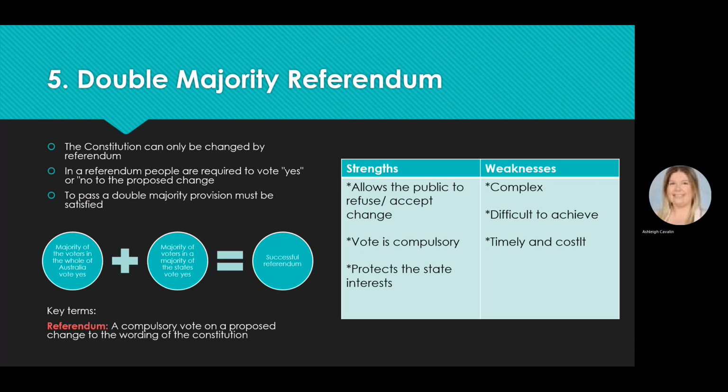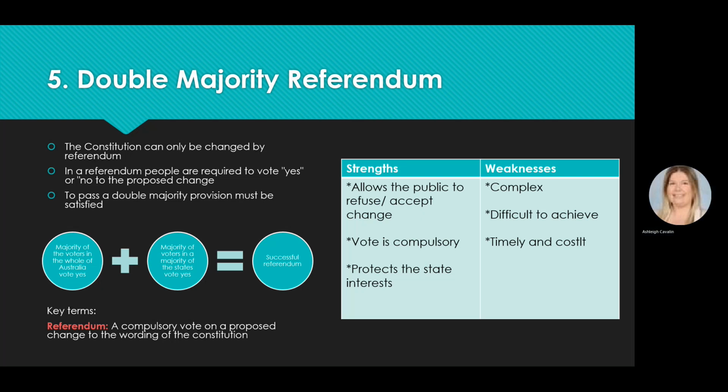Lastly, our final check is the double majority referendum. Our Constitution can only be changed by referendum. In a referendum, people are required to vote yes or no to a proposed change to our Constitution. To pass, a double majority provision must be satisfied.